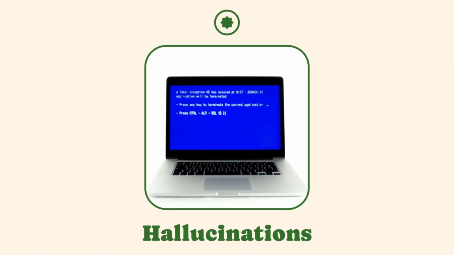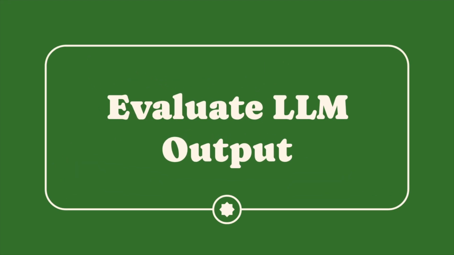Perhaps the most important limitation to be aware of is hallucinations. This is when an LLM generates factually incorrect information, presenting it as truth. It's not intentionally lying. It's simply predicting a plausible but wrong sequence of words. Given these limitations, critical evaluation of LLM output is paramount.